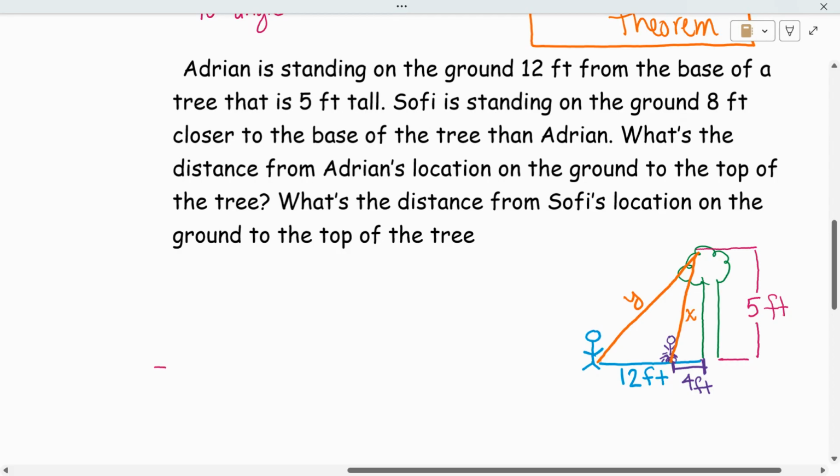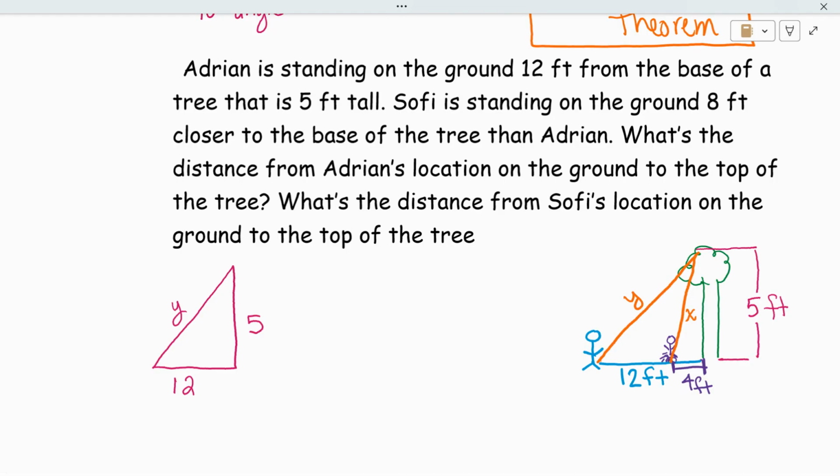Well, I'm just going to draw a right triangle so you can really see what's going on. So my first one with Adrian has a measure of 12 and 5, and we're trying to find this measure right here. So where's the right angle live on this one? Where does the right angle belong on that triangle? Where the base of the tree meets the ground. Yes, right here.